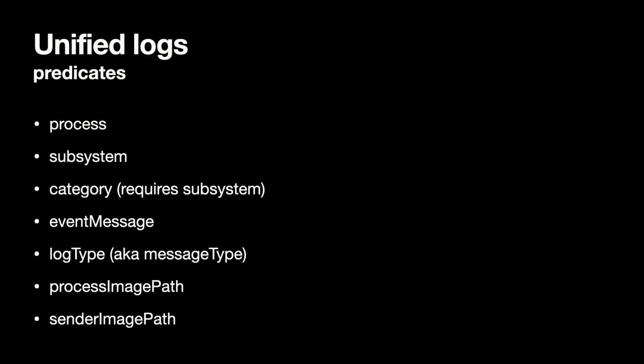There's other filters, or other predicates, that can be useful. Again, the log type. We saw that earlier with looking at the error. You could look for fault log types and that sort of thing. The process image path and sender image path are kind of similar. The process image path is just the full path to that process that was running. And then the sender image path is whatever framework or system extension or something that is the caller, the originator of the event that's being shown.